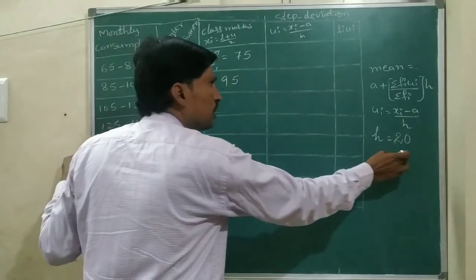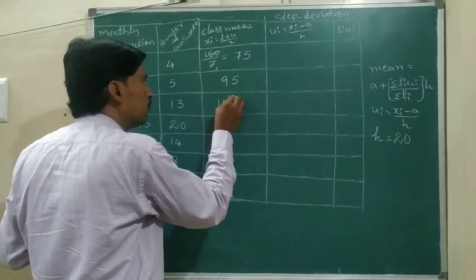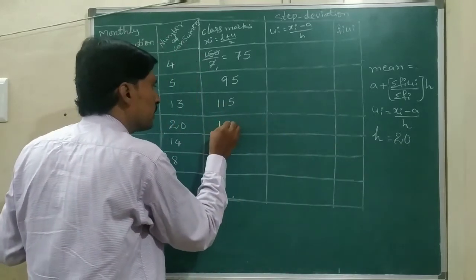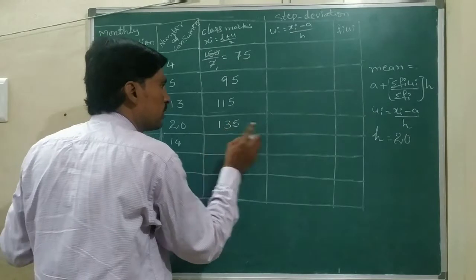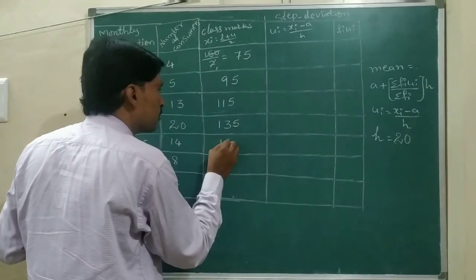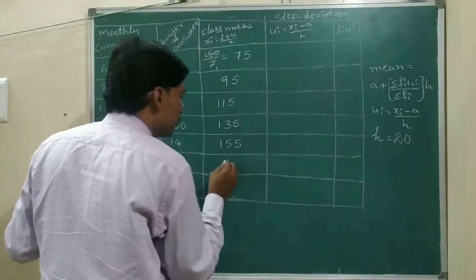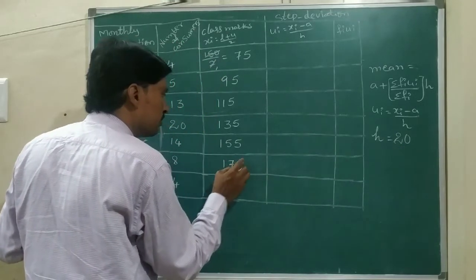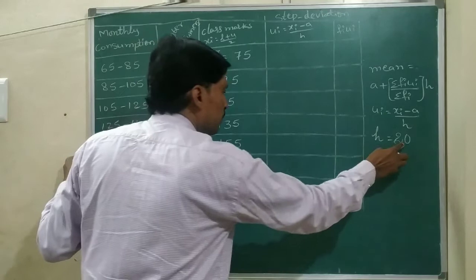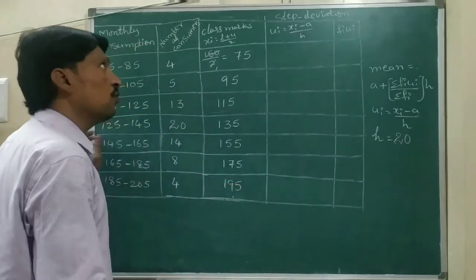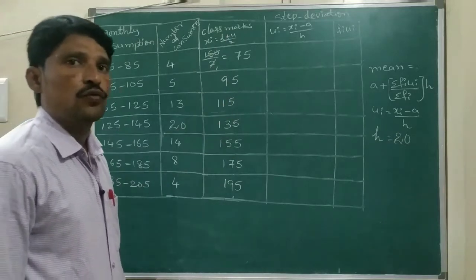95 plus 20 is 115. 115 plus 20 is 135. 135 plus 20 is 155. 155 plus 20 is 175. 175 plus 20 is 195. Now we got the class marks, the Xi values.